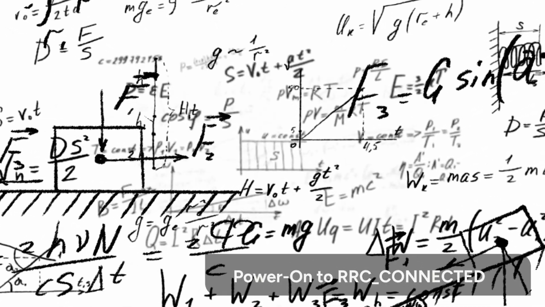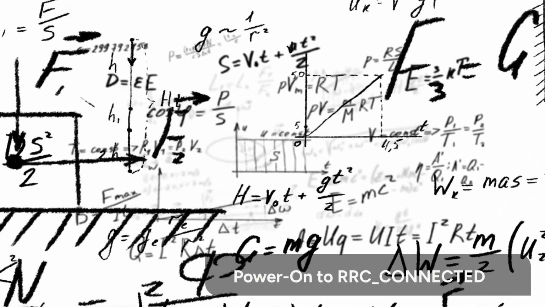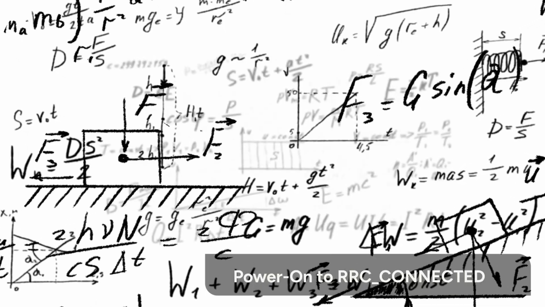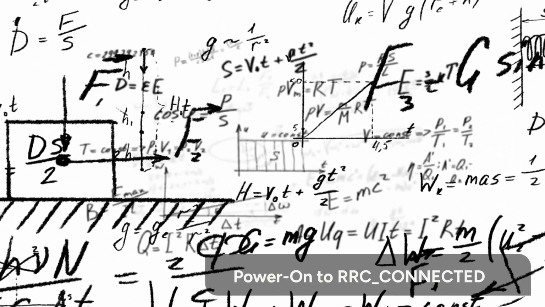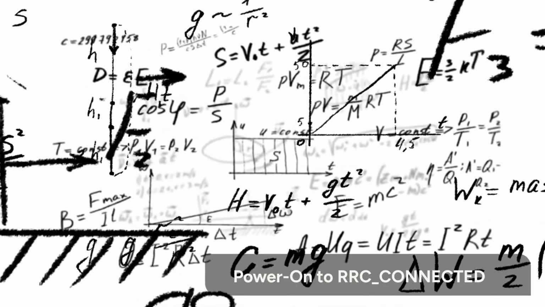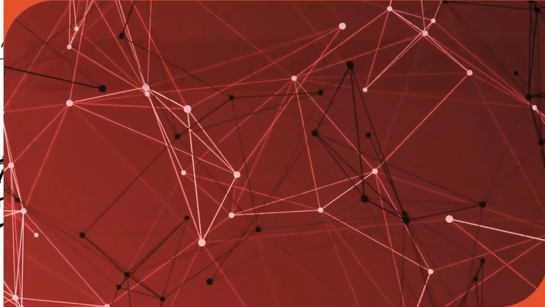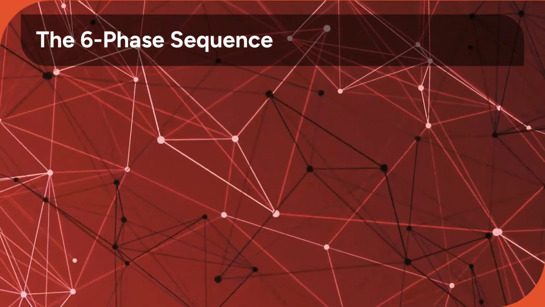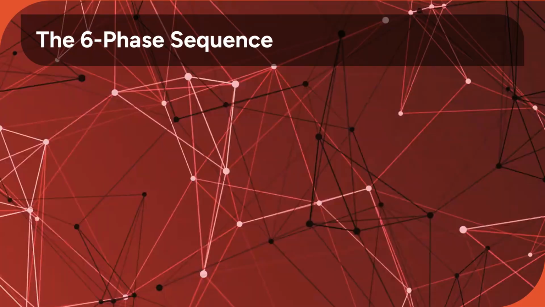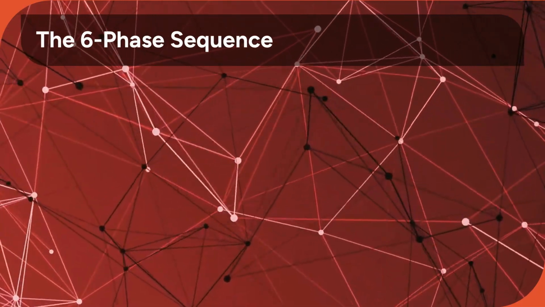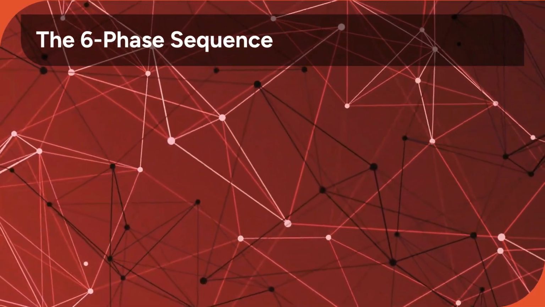Welcome to this technical masterclass, focusing on one of the most critical sequences in mobile communications, the transition from power on to RRC connected. This sequence is essential knowledge for protocol engineers, modem test engineers, and all telecom professionals. We will break down the entire process into 6 distinct phases, transforming complex modem log analysis into deterministic protocol debugging.